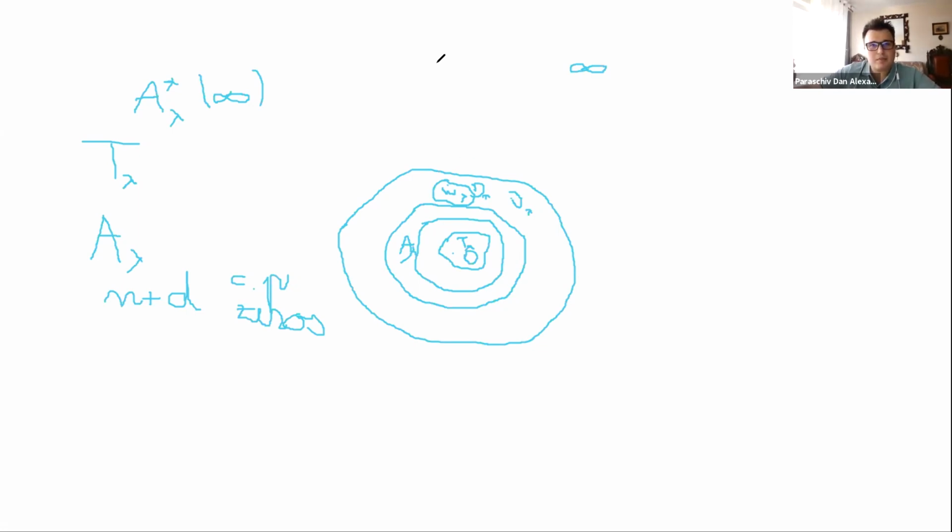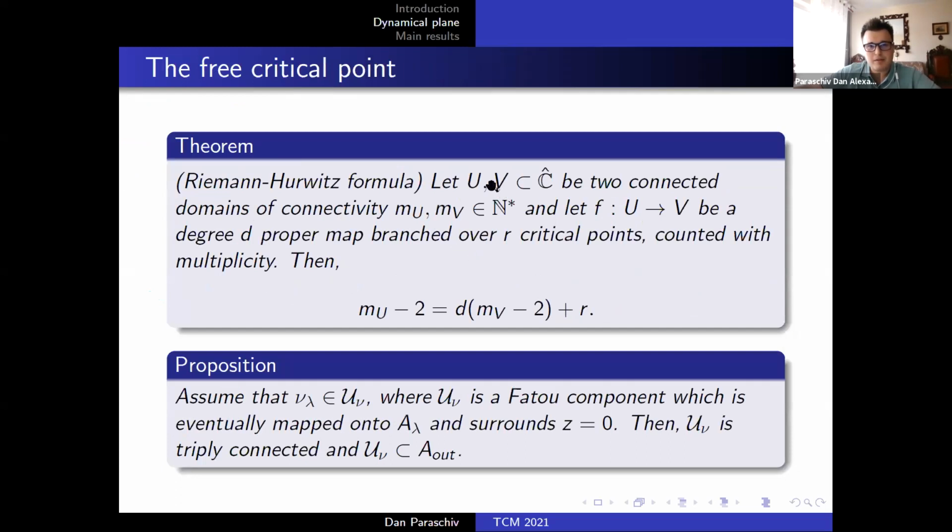Now, let me introduce the Riemann-Hurwitz theorem. This is probably the major result that we can always apply to obtain connectivity of a set. The Riemann-Hurwitz formula: let U and V be two domains of the Riemann sphere of connectivities mu and mv, and let F from U to V be a proper map of degree D with R critical points counted with multiplicity. Then the connectivity of U minus 2 is equal to the degree of the map multiplied by the connectivity of V minus 2 plus the number of critical points.